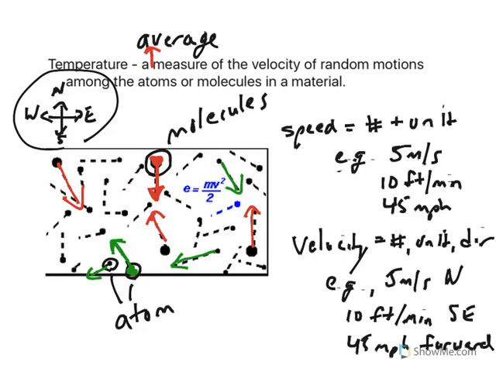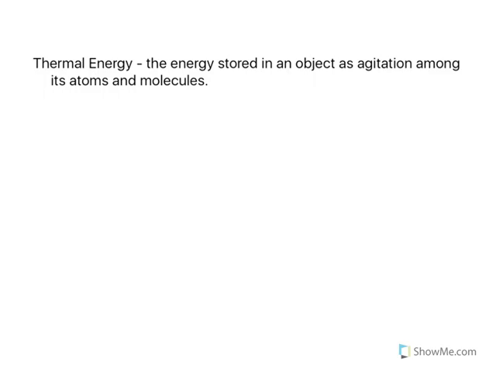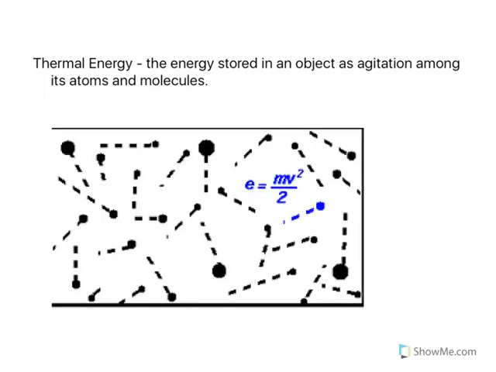Now let's look at thermal energy. Thermal energy is the energy stored in an object as agitation among its atoms and molecules. So let's bring in this cartoon again of the gas, and we see the molecules in red, the big particles, and they're all moving in their random directions. And we see the atoms in green, and they too are moving in their random directions.